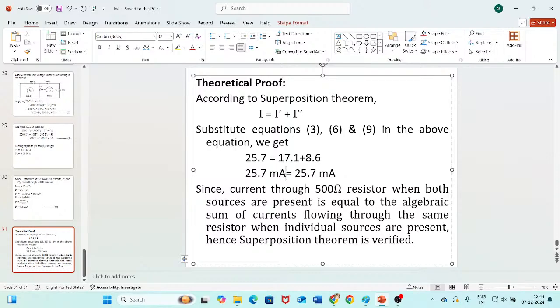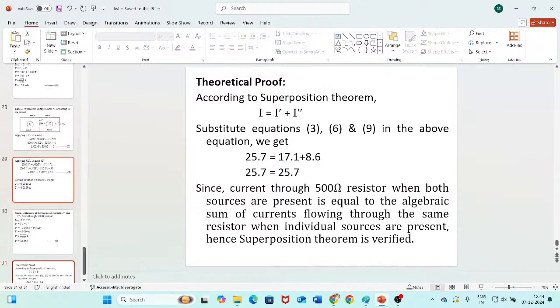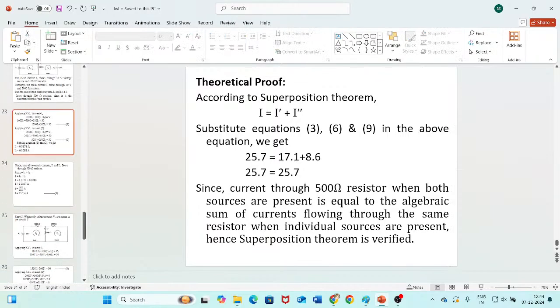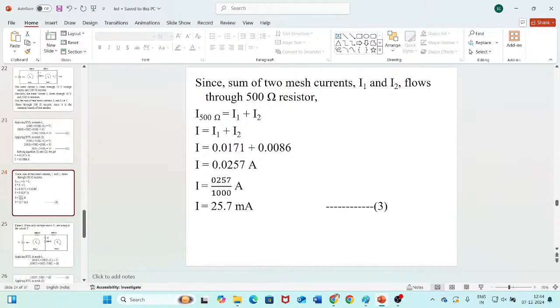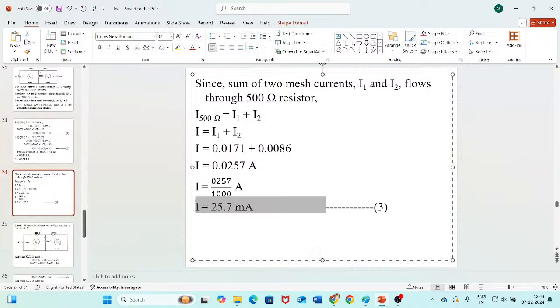So when both sources were present, the current flowing through the 500 ohms resistor. I will just show you what the current was when both sources were present. So this is it, case 1, when both sources were present. So the I current, how much did we get from equation 3? 25.7 milliamperes.